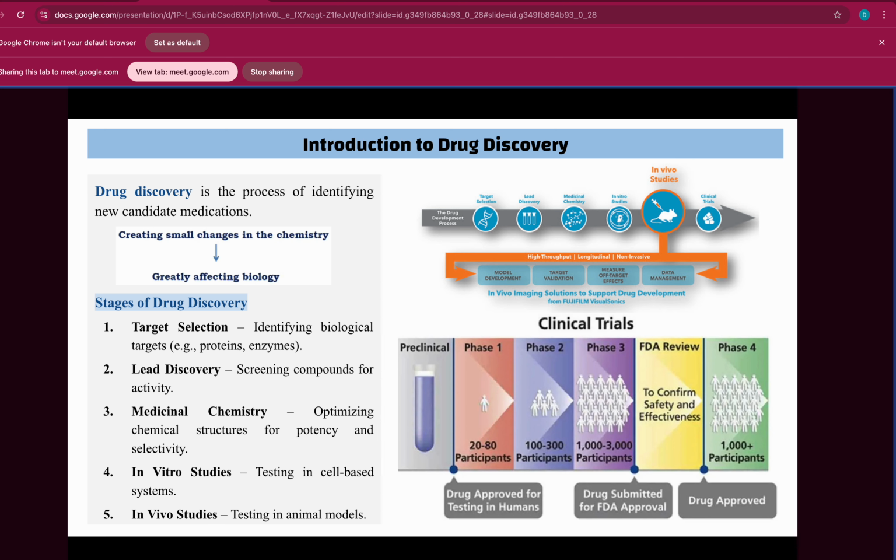After passing through all these phases, in phase 4 it will be tested on 1000 plus participants, and then ultimately the drug gets approved. This clinical trial is just to find out whether the drug is safe in the long run or whether it has some side effects.